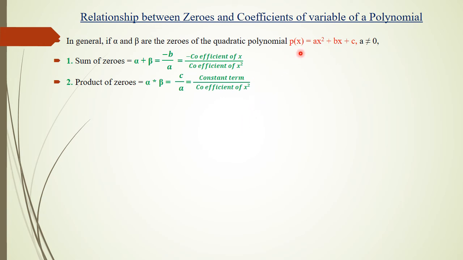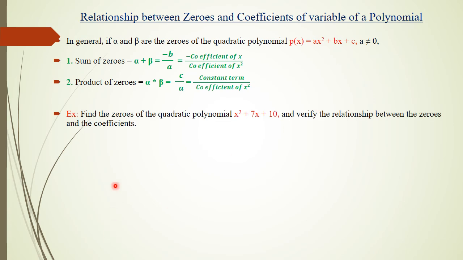The meaning of this is, if I calculate the zeros of a given polynomial p of x, then the value of the sum of those zeros is nothing but the ratio of the coefficient of x to the coefficient of x square with a minus sign. You can see here. Similarly, the product of those two zeros should be equal to the ratio of the constant term to the coefficient of x square. Using this you can solve multiple problems. So this can be an important relation that you must remember.